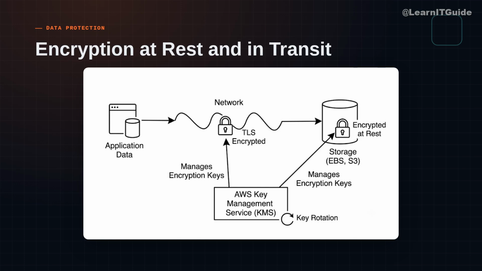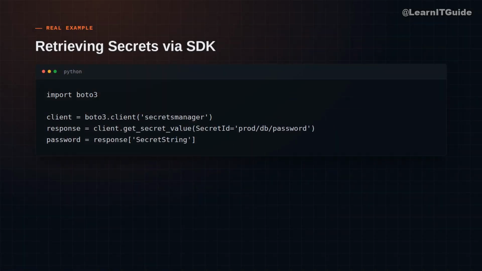If you store secrets like API keys, never hardcode them in your application code or environment variables. Use AWS Secrets Manager to inject them at runtime. Instead of putting database passwords in your environment variables, use the AWS SDK to fetch them from Secrets Manager at startup. This code shows a simple Python snippet to retrieve a secret.